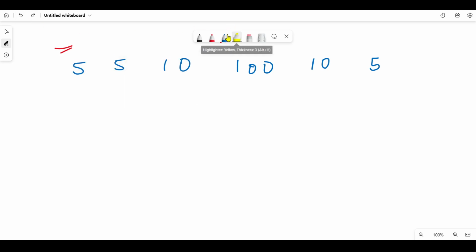So if I want to find out how much maximum money I can loot till here, I can loot this amount if I skip this house. If I skip this house, the money I can make is 15: 10 plus 5, 15. Now, if I don't skip this house, if I rob this house, then I will not include this. I will only include this, that is 5.